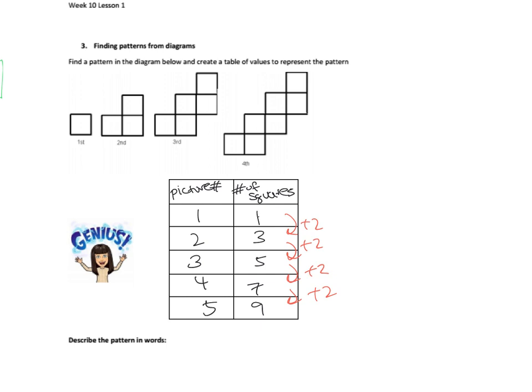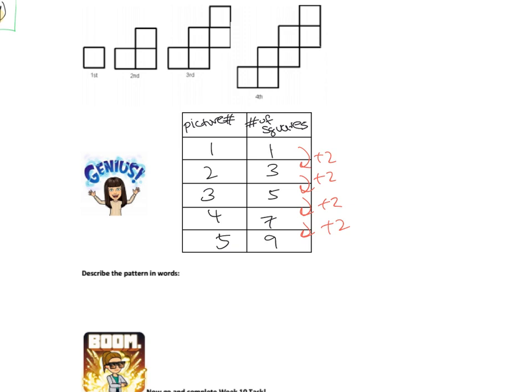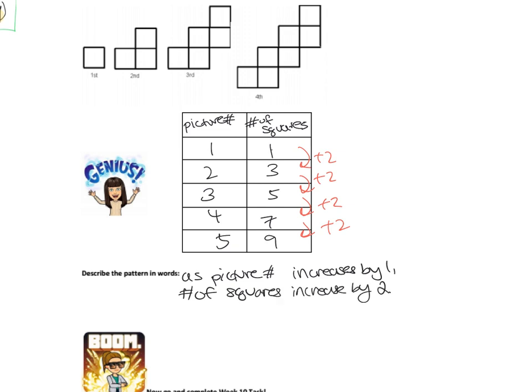Okay. And if a question says describe the pattern in words, now I can easily describe it in words referring to my table. Okay, so as picture number increases by 1, number of squares increase by 2. That's all you do to describe the pattern in words.